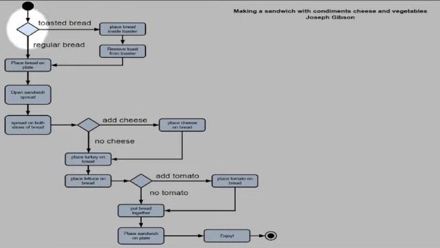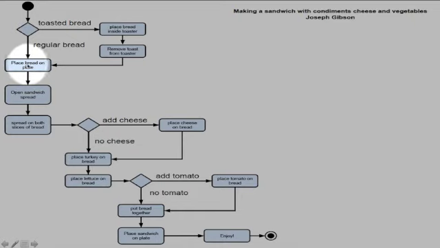We're going to go right into our first decision. Our first decision is whether or not we're going to toast the bread. For this presentation, we're going to go ahead and toast the bread. So we're toasting the bread, and we're going to place the bread inside the toaster. Once the bread is toasted, we're going to remove the toast from the toaster, and then we're going to go to our next action, which is place bread on the plate.